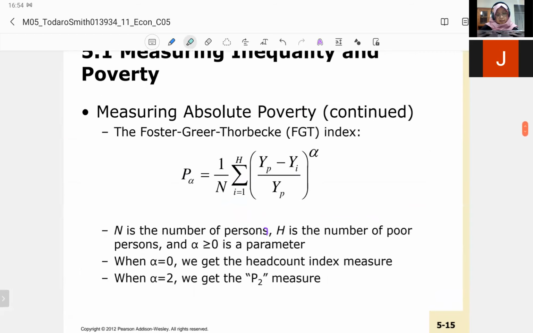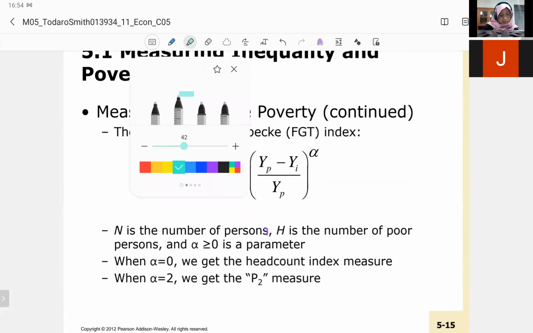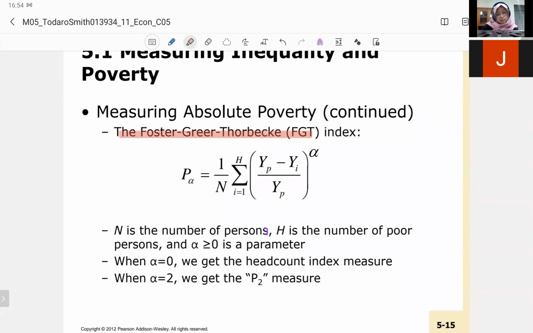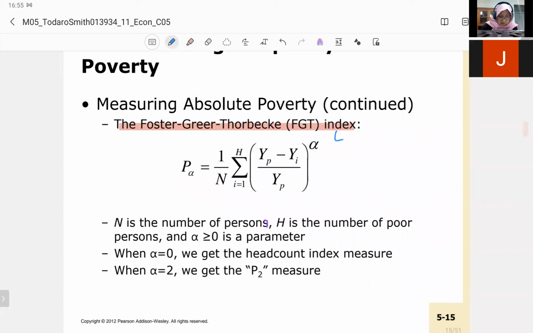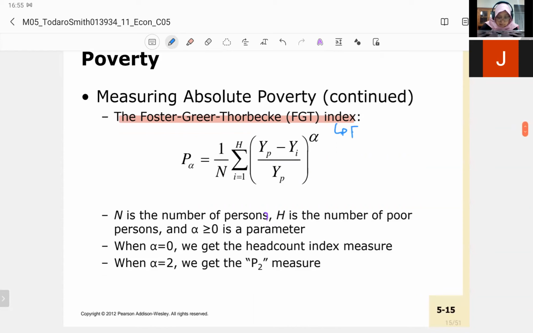And then there is this FGT index. You will find this a lot in the literature about development economics. It is the Foster-Greer-Thorbecke index. Actually, there are three types of FGT index, if I'm not mistaken. Let me open your textbook. We have 0, 1, and 2. Yep. So there is FGT 0, FGT 1, and then FGT 2. Okay.